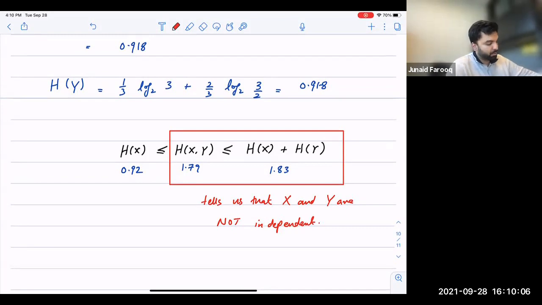Okay, so we'll do a motivating example here to see how entropies are useful and how joint entropies come into the picture.